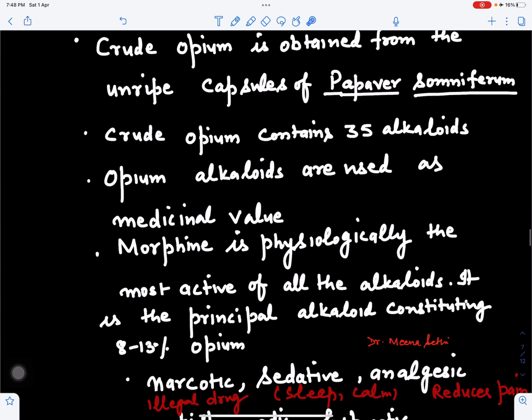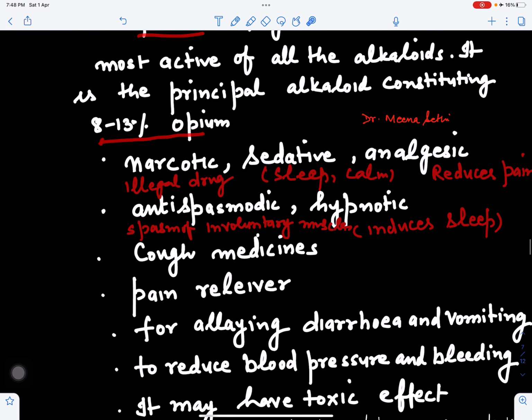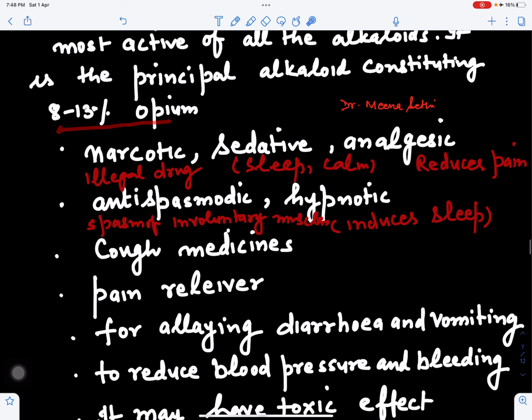Crude opium is rich in 35 alkaloids. All the alkaloids have medicinal value. The most active alkaloid is morphine, which constitutes 8 to 13% of opium. This is narcotic in nature. It causes intoxication, it is a drug, but its use is illegal. It is not legally allowed.